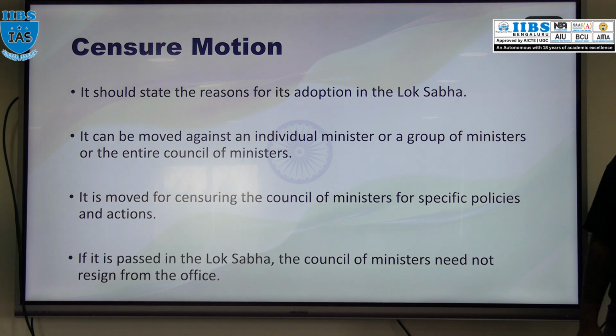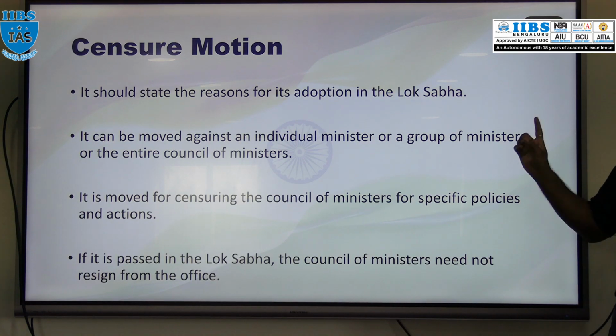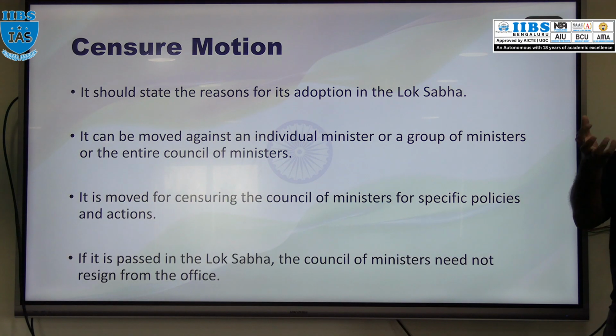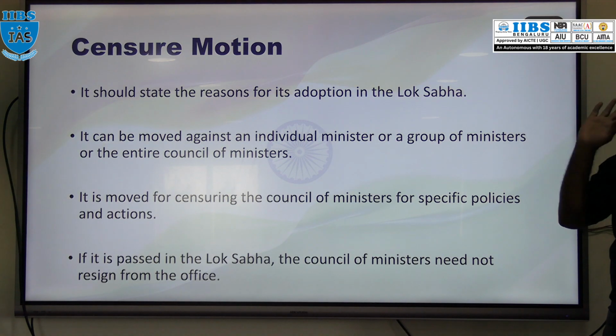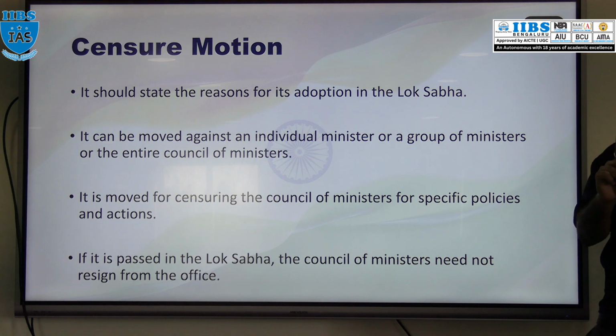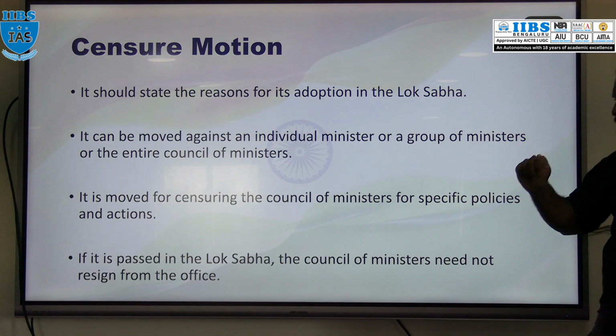Okay, so what is it? This motion is issued against an individual minister, a group of ministers, or an entire council of ministers. Calling attention motion is to get the attention of the minister, adjournment motion is to get the attention of the whole house, and the censure motion, as the name itself suggests, is moved against any individual minister, group of ministers, or the whole council of ministers.